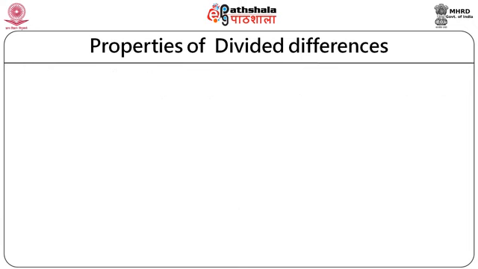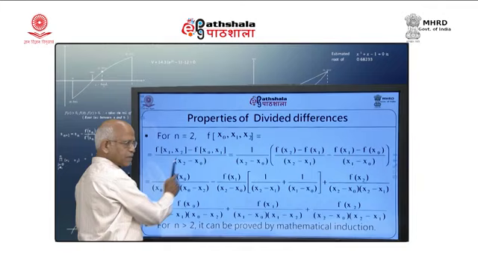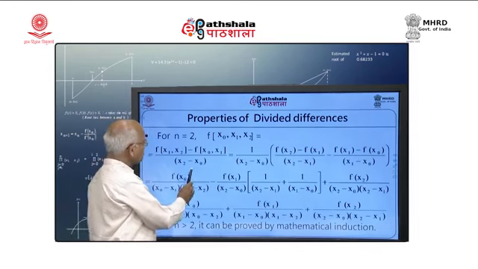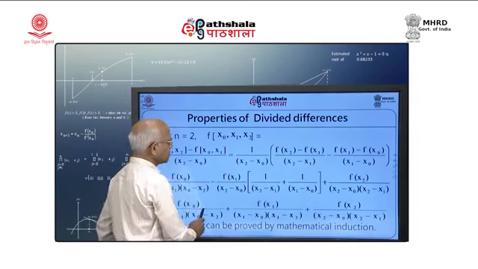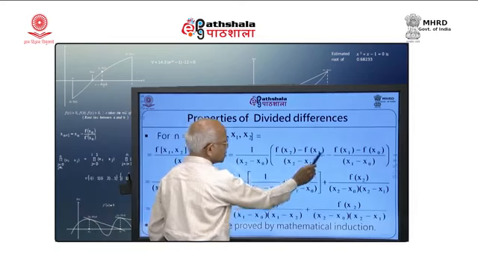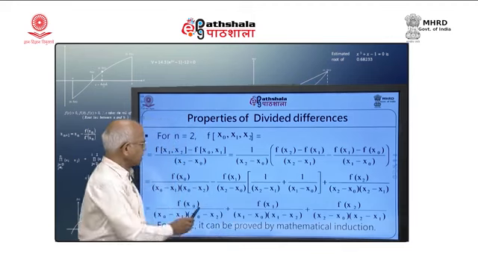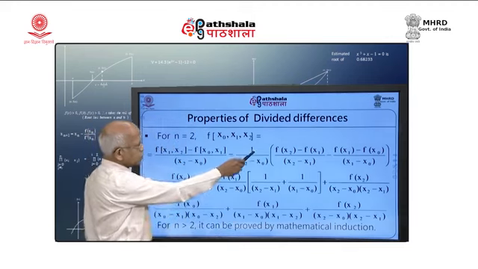Similarly, I can do it for n equal to 2. If I want to do it for n equal to 2, I will get the divided difference x 0 x 1 x 2, and by definition I will get it as f x 1 x 2 minus f x 0 x 1 divided by x 2 minus x 0. Then, if I take out x 2 minus x 0 common and write the values, that will be f x 2 minus f x 1 upon x 2 minus x 1, minus f x 1 minus f x 0 upon x 1 minus x 0, and then we separate out f x 0 and all that.